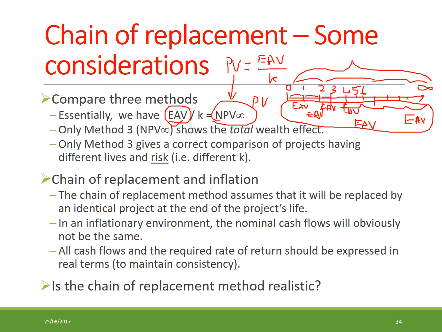So only method 3, only the perpetuity NPV, shows the total wealth effect. The EAV here shows us the yearly cash flows, not the total wealth. Yeah.